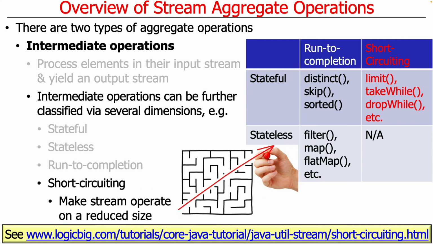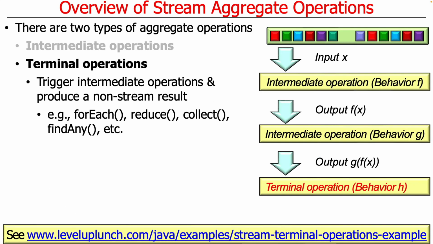In contrast, these operations are short-circuiting, and that just means that you may only operate on a subset of the total available elements in a stream, but you may leave early. So limit would be an example of that. It says stop after you've seen the nth item. Take while, drop while, those are based on predicates that may eventually not be met, in which case the stream will stop processing at that point. We'll see how that works. So there are no short-circuiting stateless operations, but there are short-circuiting stateful operations.